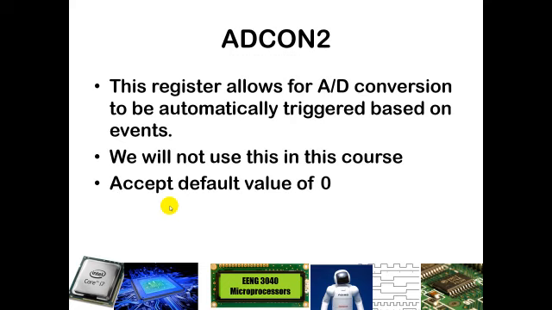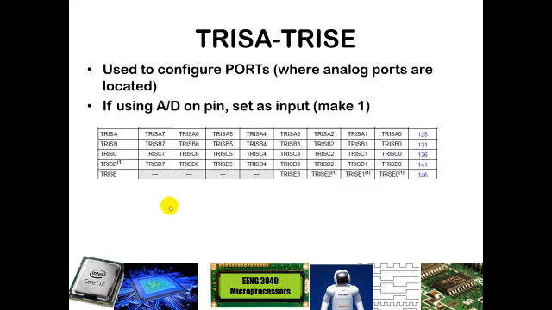ADCON2 allows for the analog to digital conversion to be automatically triggered based on events. For example, you can automatically trigger an analog to digital conversion based upon an overflow of some of the timers. We will actually not be using this register in this course, and we're going to accept the default value of 0, which effectively turns off this automatic triggering of an analog to digital conversion.